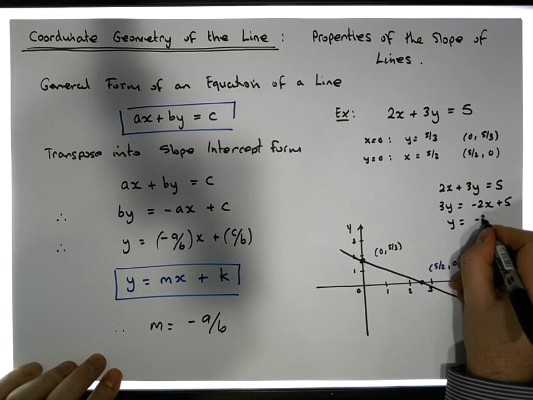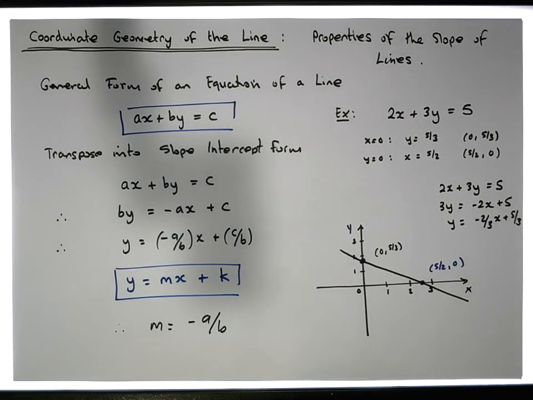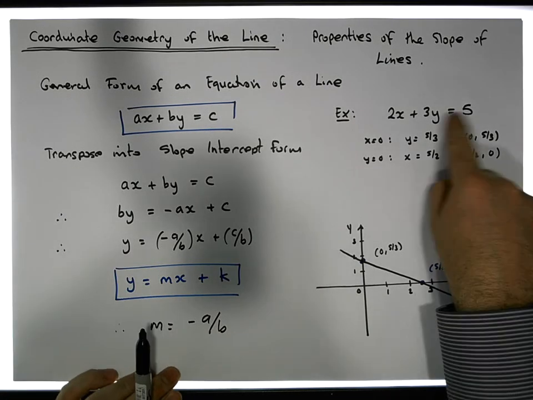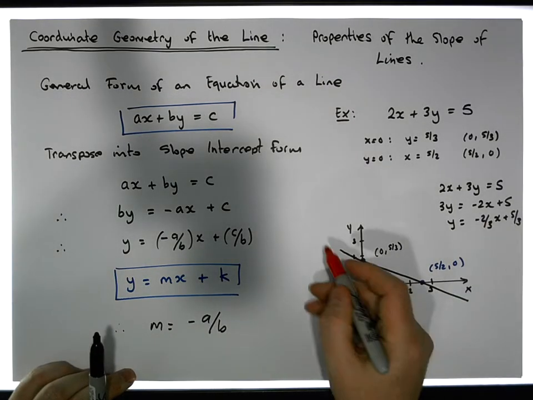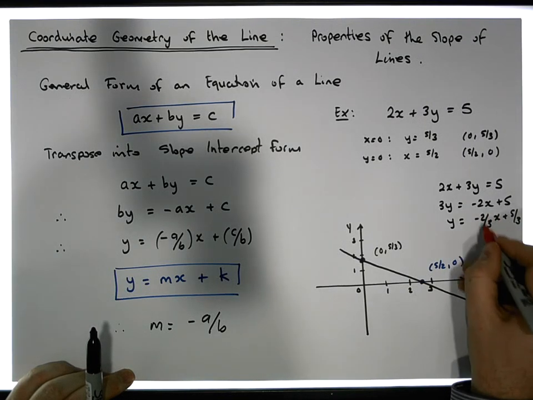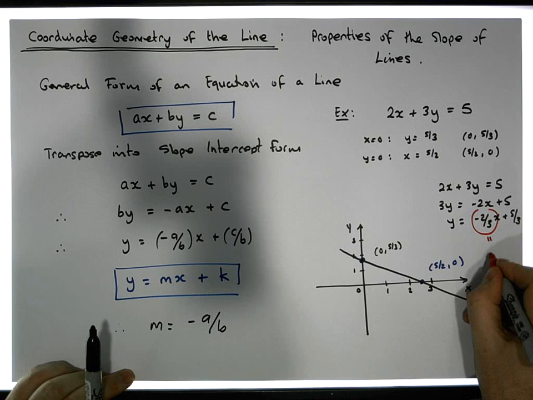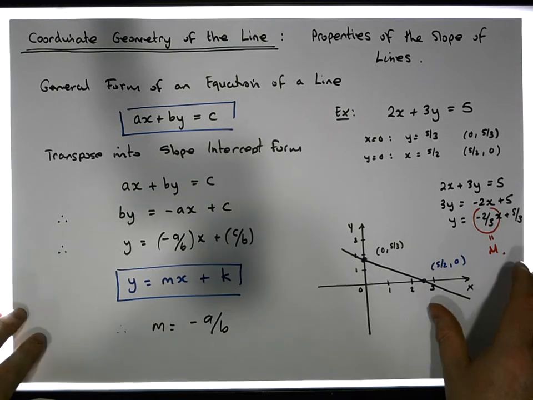y is equal to minus 2 thirds x plus 5 thirds. Effectively, what I'm saying here is that the slope of this line here is minus 2 thirds. It's negatively sloped, which it is, and it's minus 2 thirds. This value here is m, the slope of the line. Now, there are some important properties.